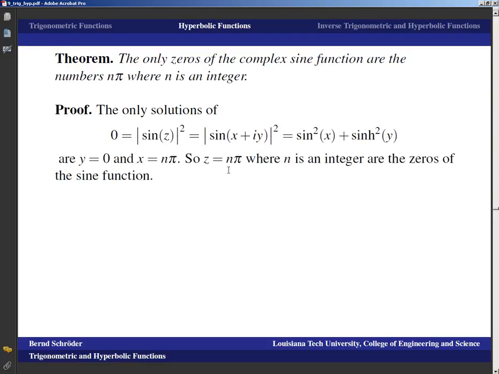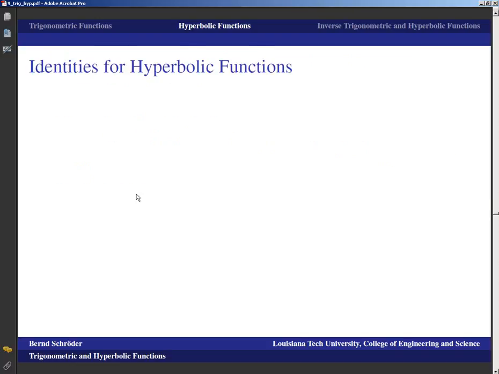And that means z equals n pi, where n is an integer, are the zeros of the sine function. No more and no fewer. Okay. The hyperbolic functions then, just like the regular trigonometric functions, also satisfy hyperbolic identities that are very similar to the trigonometric identities that we already know.